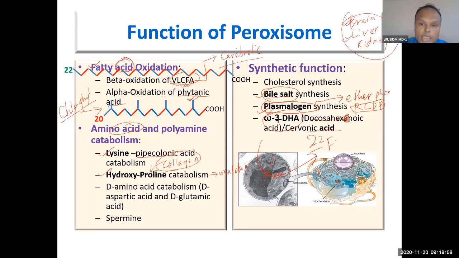There will be a fat digestion problem. You can see there will be a membrane problem, and plasmalogen deficiency will cause problems in nervous tissue. So you can correlate with that. If very long chain fatty acid is not metabolized, there will also be problems in nervous tissue. Okay, so these are the peroxisome functions. If you understand the function, you can correlate that function with the disease.